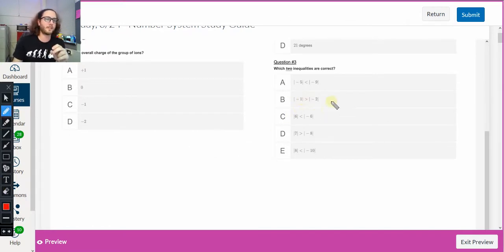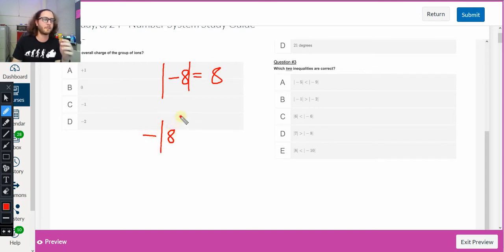And they're using these vertical lines. If you remember, anything inside of these vertical lines automatically becomes positive. Now, it doesn't work if the negative symbol is on the outside of the symbol, okay? This should be in our notes somewhere from last week or the week before. But we're looking for which 2 are correct.